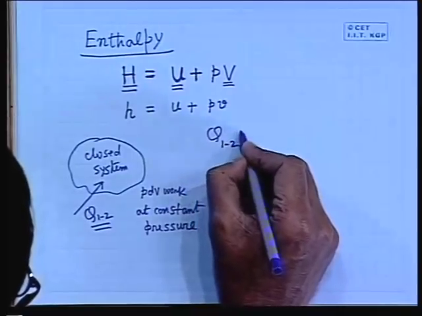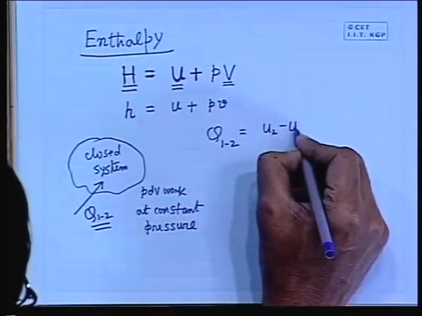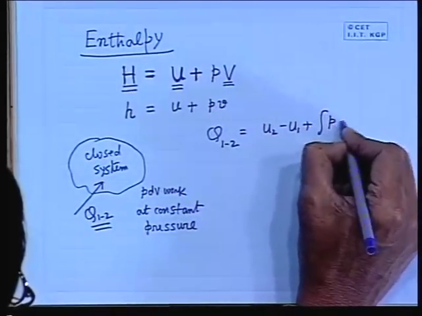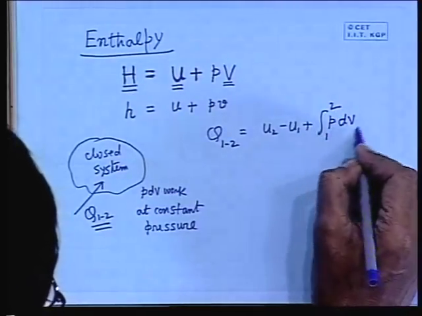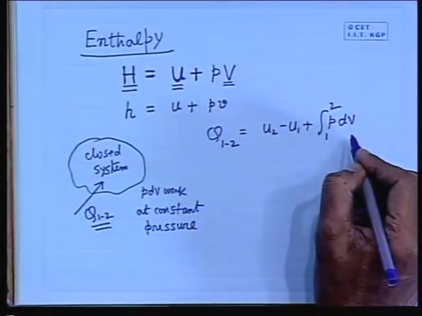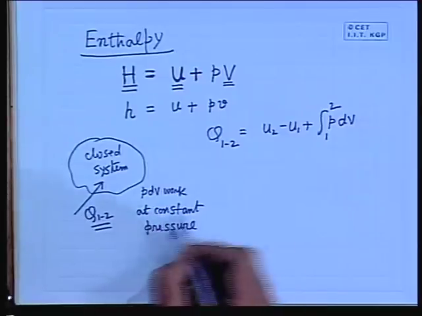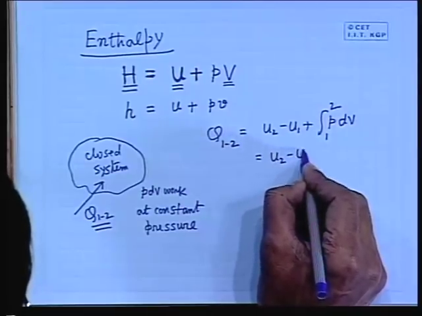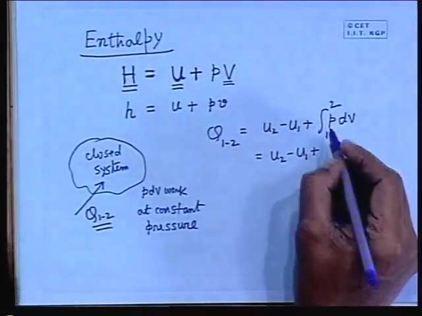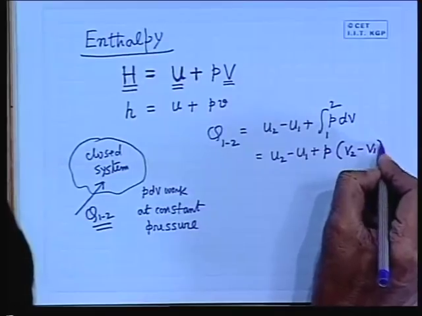Now Q12 we can write as, what is this? U2 minus U1 plus the integration of P dV. Earlier also we recognized that this integral cannot be evaluated until we know the process constraint, that is, the relationship between P in terms of V. Now if we know that the process is such that pressure is constant, then we can write U2 minus U1 plus a constant pressure, that is P times (V2 minus V1).